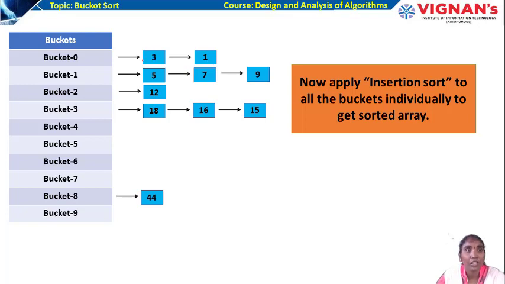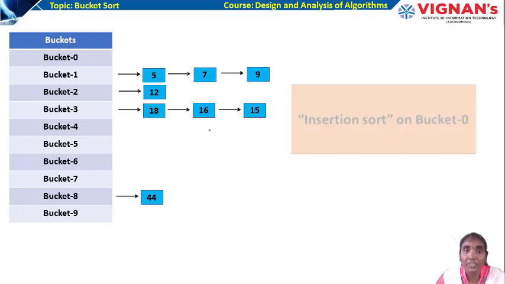Therefore, now this is the final structure. Now what we have to apply? If we are retrieving the elements from the buckets in the order, can I get the sorted order? No. Why? Because if you have seen here 3, 1, but not 1, 3, 5, 7, 9, maybe they are in the order. Now 18, 16, 15, no, they are not in the order. So internally we have to apply some sorting technique in order to make them in sorted order.